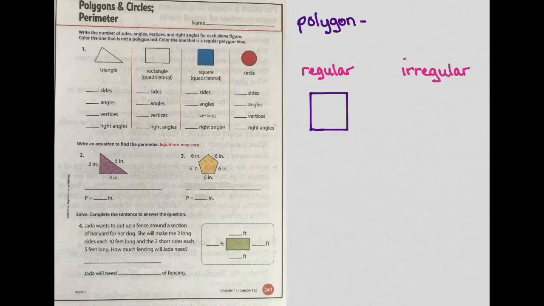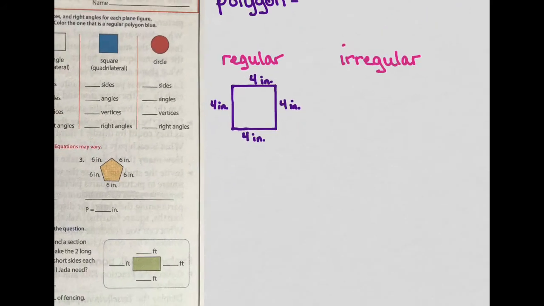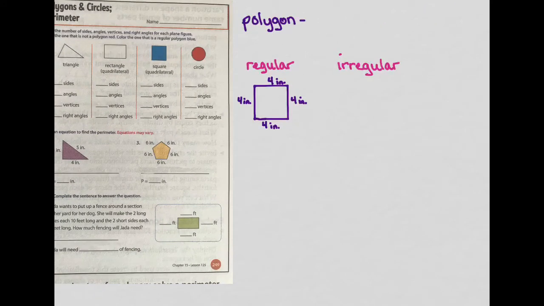Okay, so let's take a look at this square. This is a quadrilateral. It has 4 sides, 4 angles, 4 vertices. Let's say that the one side over here is 4 inches long. This side is 4 inches long. The bottom is also 4 inches long. And then the other side, the left side, is 4 inches long. You can see that all 4 sides are the same length.